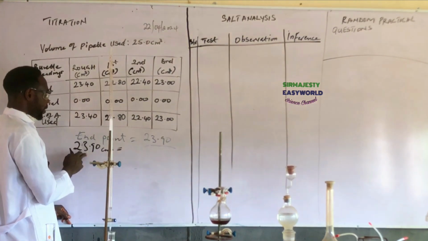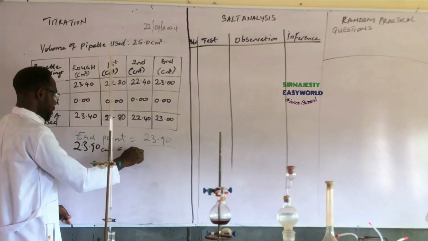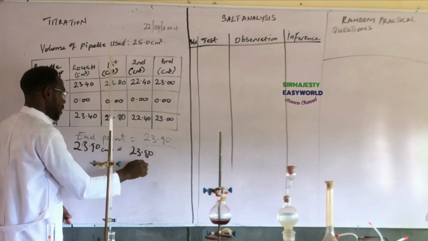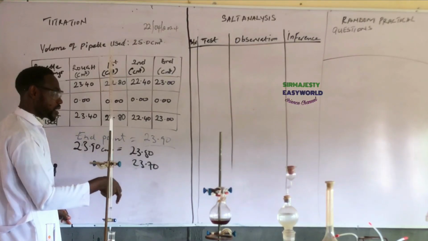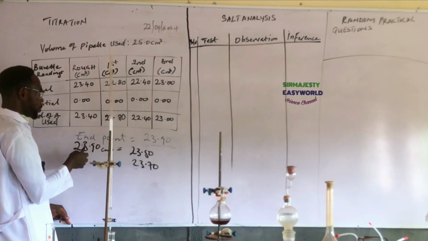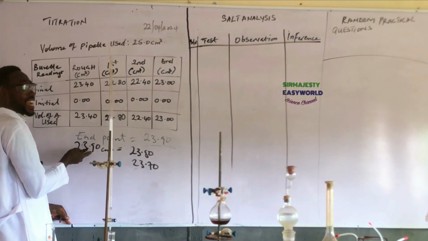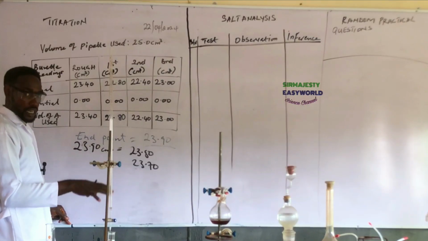So what is the possible range I can use? I can use 23.80. I can use 23.70. I cannot use 23.60 because the difference between 23.60 and 23.9 is 0.3. It will lessen your mark.